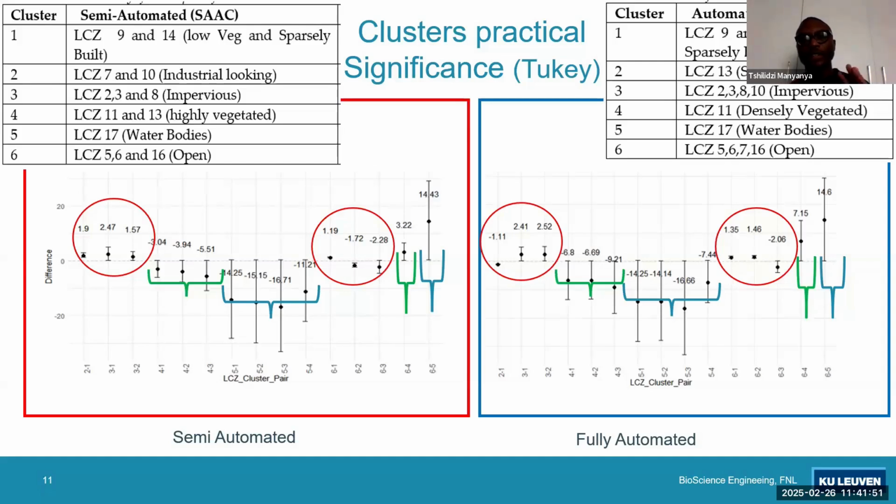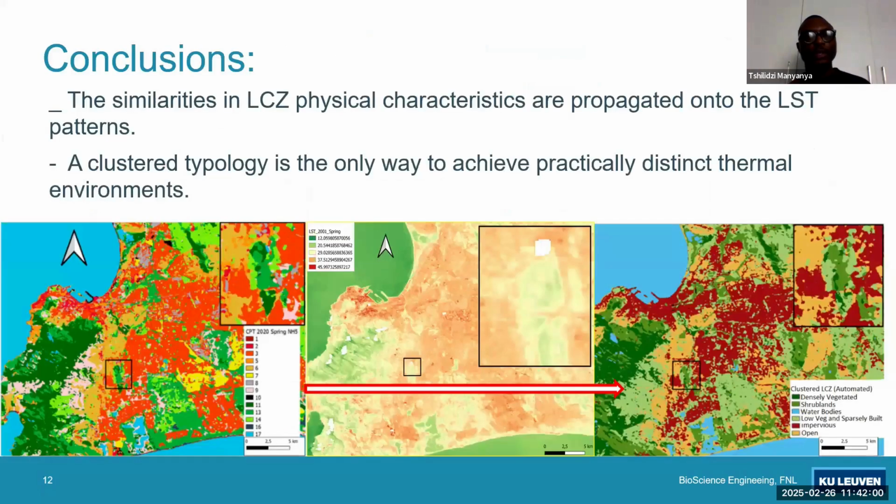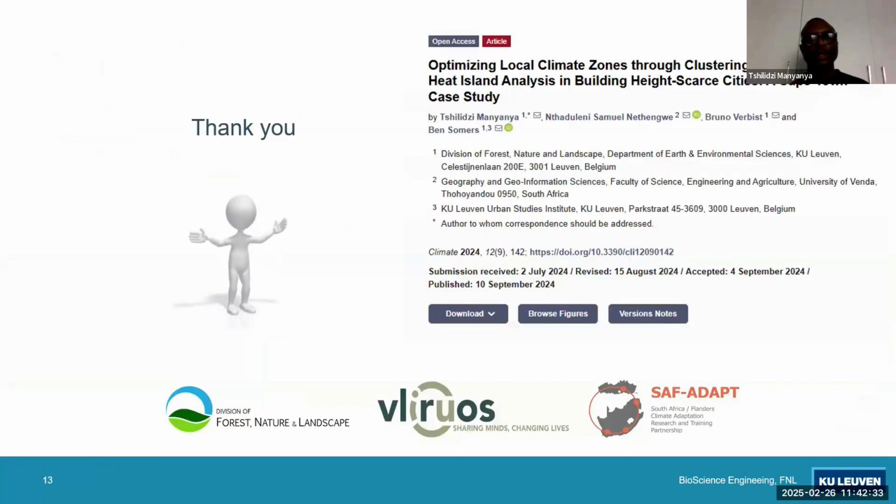So I have a few examples of how to practically apply this in the Q&A. You can ask if you're interested, but then I'm going to move to the conclusions, where we conclude that the similarities in the local climate zone physical characteristics are indeed propagated onto the land surface patterns. And the solution is that a cluster typology is the only way to achieve practical distinct thermal environments, where we move from a 17 class typology to a 6 cluster typology that best describes the surface thermal environment. The paper was published. Thank you.